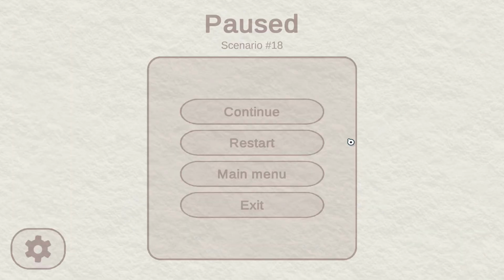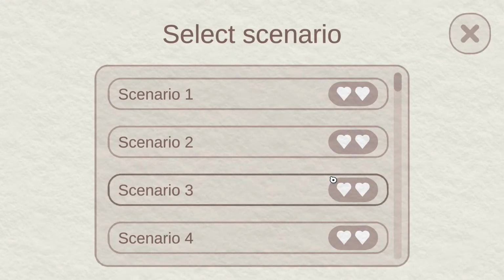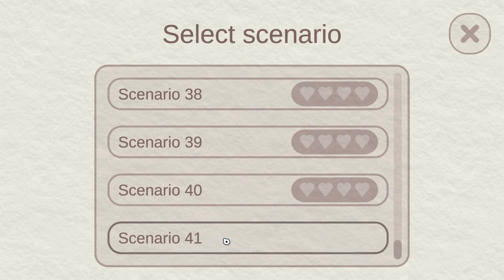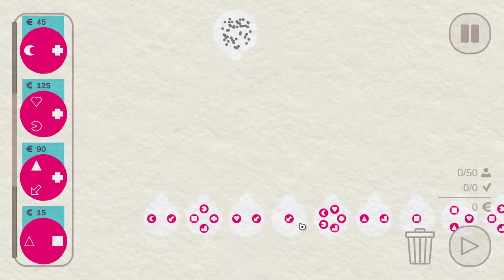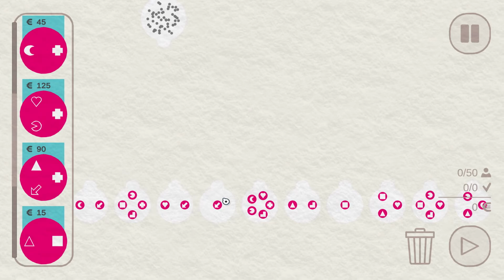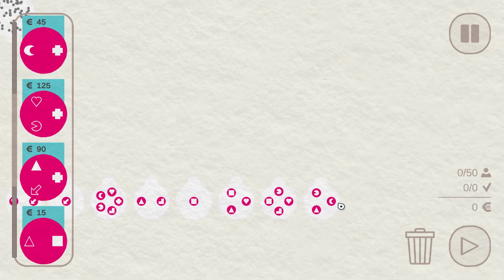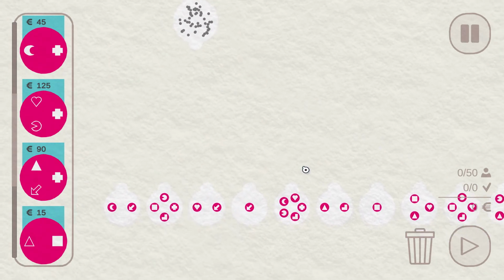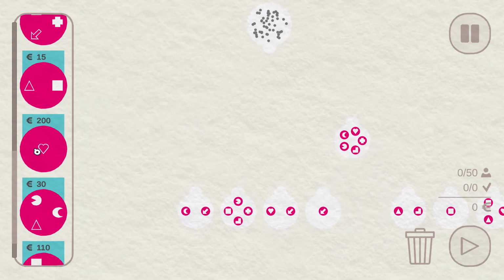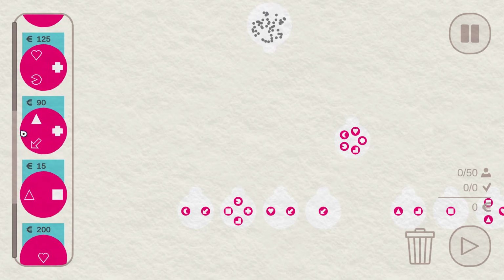So to show you what is possible in this game, let's go to the last level, why not? Scenario 41, there's 41 levels. In this level, you have 50 patients, and they have 1, 2, 3, 4, 5, 6, 7, 8, 9, 10 different illnesses with I don't know how many different symptoms, and you have a couple of filters over here with various different costs and very crazy combinations as well.